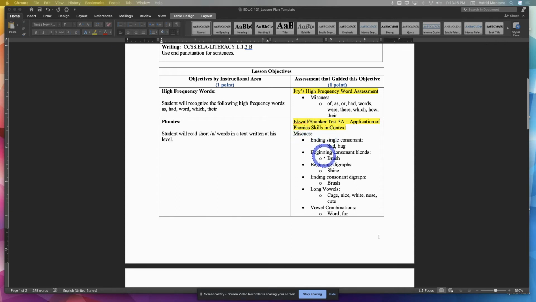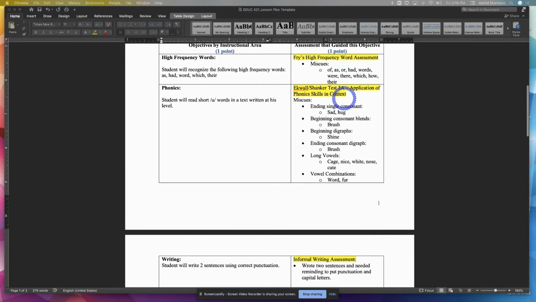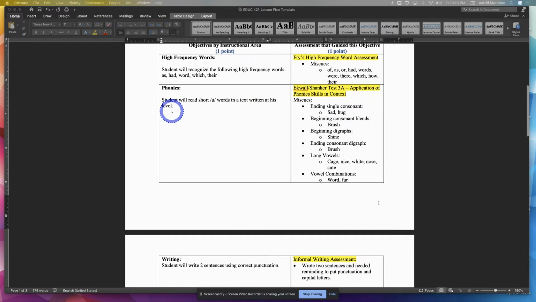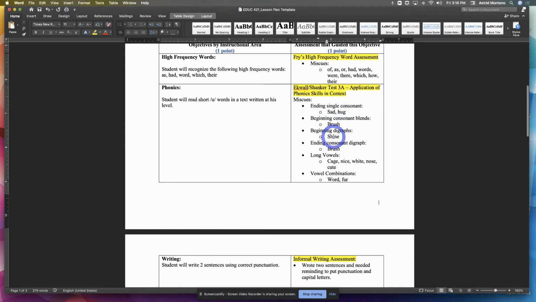I went down and identified the words that he missed, the sections that he missed. Based off of my assessment, I wrote, student will read short U words in a text written at his level. And I noticed that based off of the words that were missed.